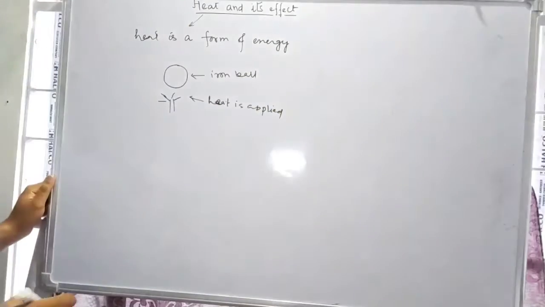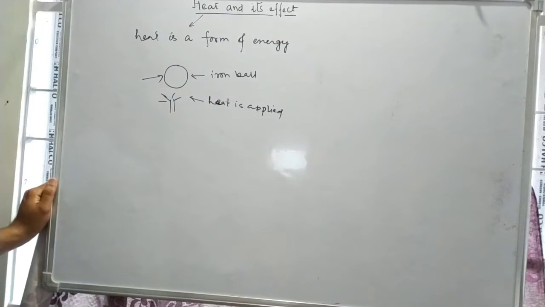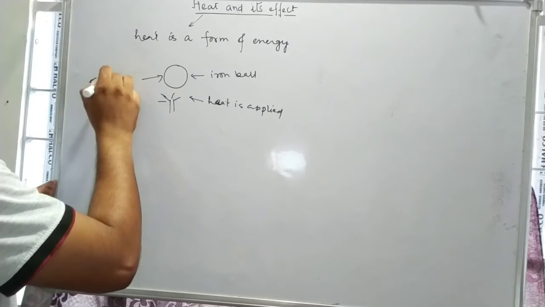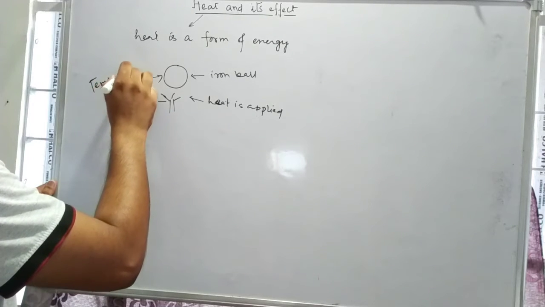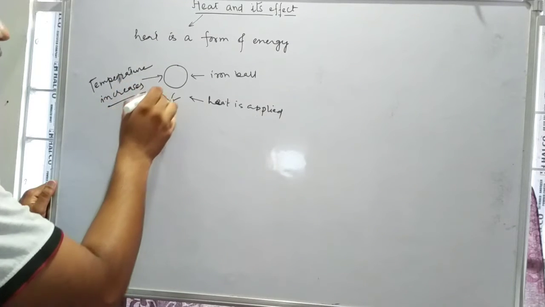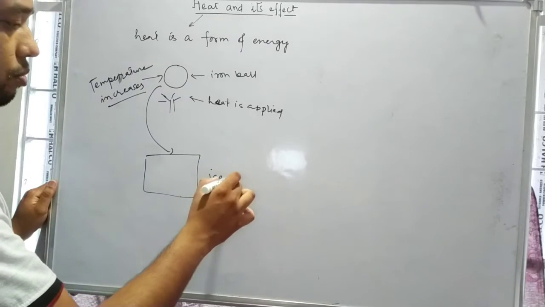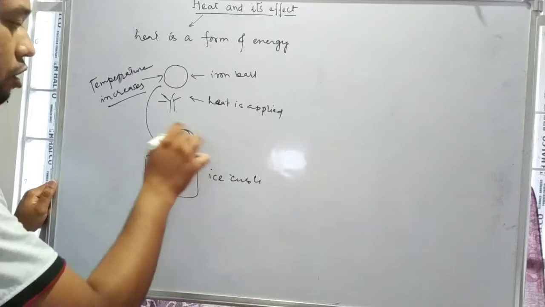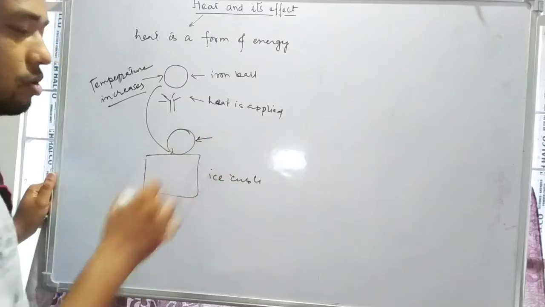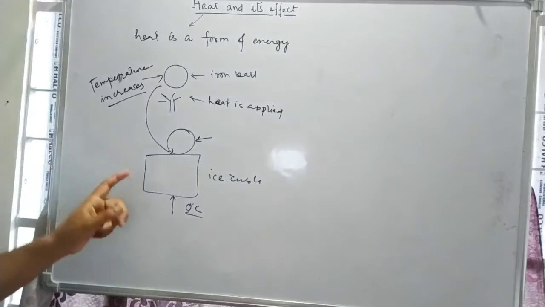So after a certain instant of time, what will happen? The temperature of this iron ball will increase and it will become hot. Now if the same ball is placed over an ice cube, then what will happen? The ball has a very high temperature, and ice basically remains at 0 degrees Celsius. It is cold.